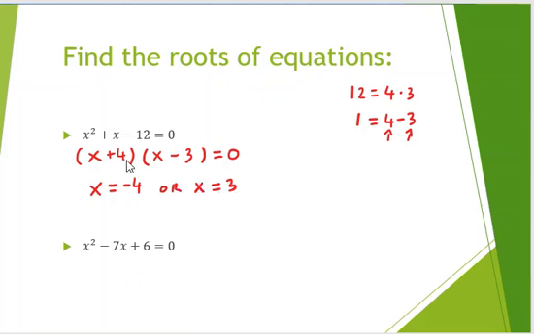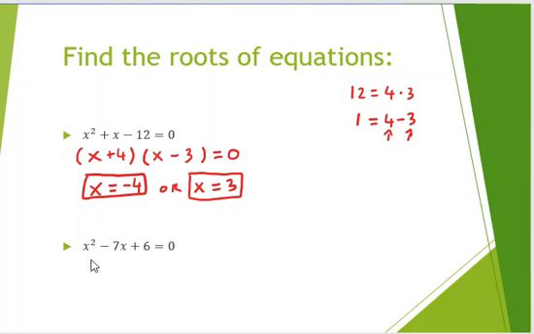You see how here you have x plus 4, so x must be the opposite because negative 4 plus 4 gives us 0. Same thing here, you have negative 3, so x must be 3 because 3 minus 3 gives you 0. And those are two roots of this equation.